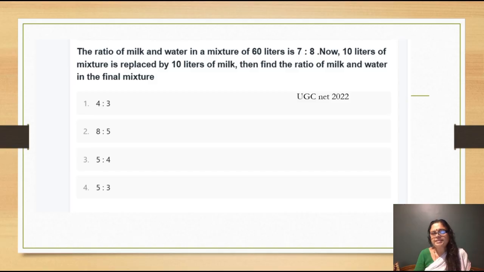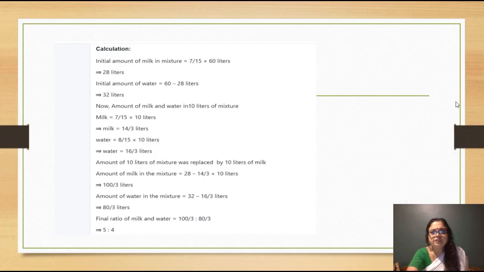Next question. The ratio of milk and water in a mixture of 60 liters is 7 is to 8. Now 10 liters of this mixture is replaced by 10 liters of milk. Then find the ratio of milk and water in the final mixture. So the initial amount of milk in the mixture is 7 by 15 into 60 liters, which is 28 liters. And so the initial amount of water will be 60 minus 28 liters, 32 liters.